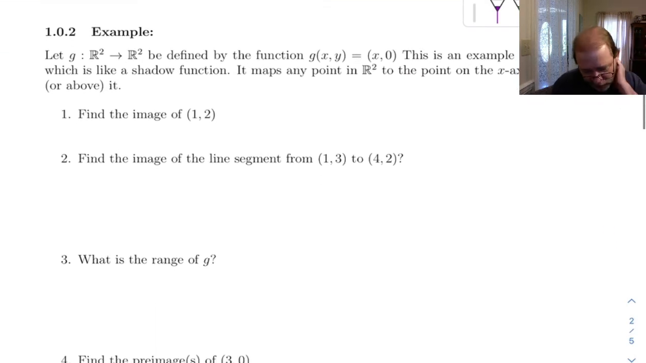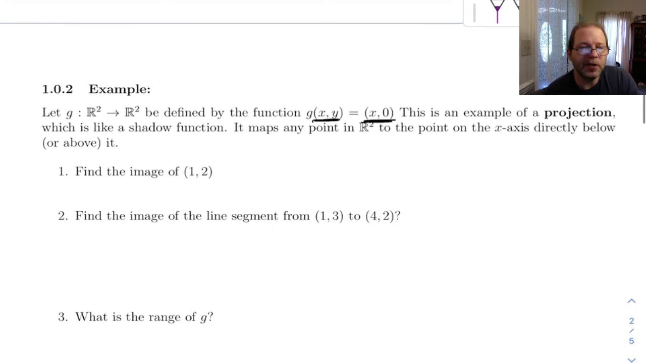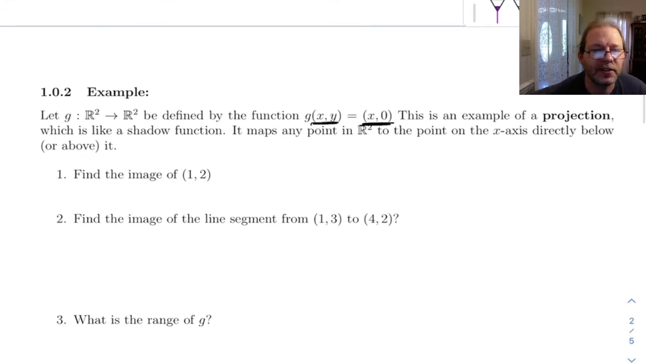Okay, let's look at this example. Let G map R2 to R2 be defined by this function. G of (x, y) equals (x, 0). This is an example of a projection, and you can think of this as being a function of casting a shadow. It maps any point in R2 to the point on the x-axis directly below it, or above it if it happens to be in the bottom half of the plane.